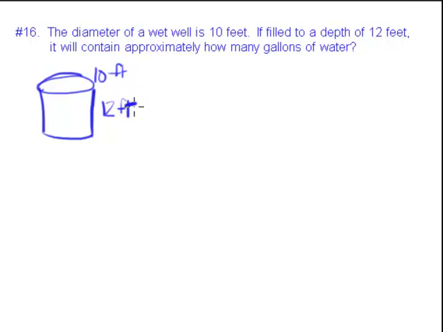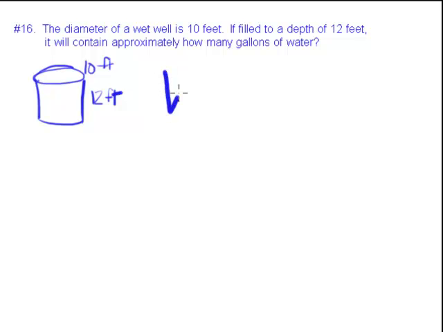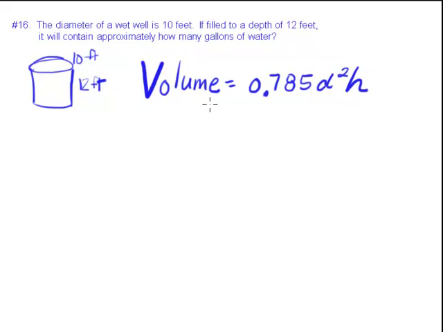Well, gallons is a measurement of volume. It has 3 dimensions. So I'm going to look up the formula for the volume of a cylinder. And the volume of a cylinder is 0.785 times the diameter squared times the height or depth of the tank. Now, if I were talking about a pipe instead of a tank, then this height would actually be the length of that piece of pipe. Let's go ahead and plug in everything that we know.